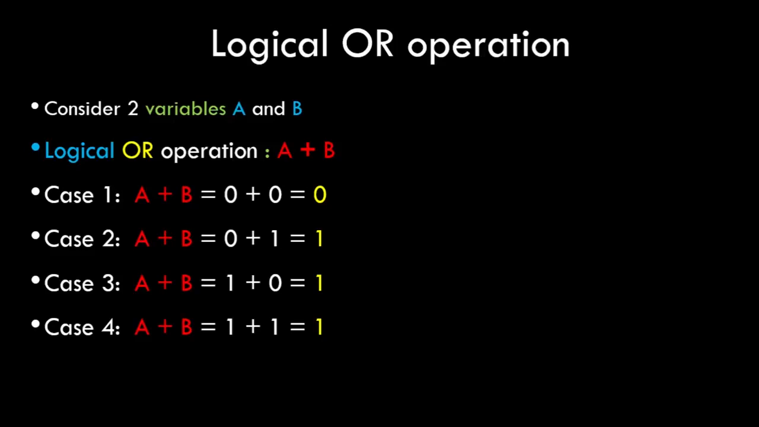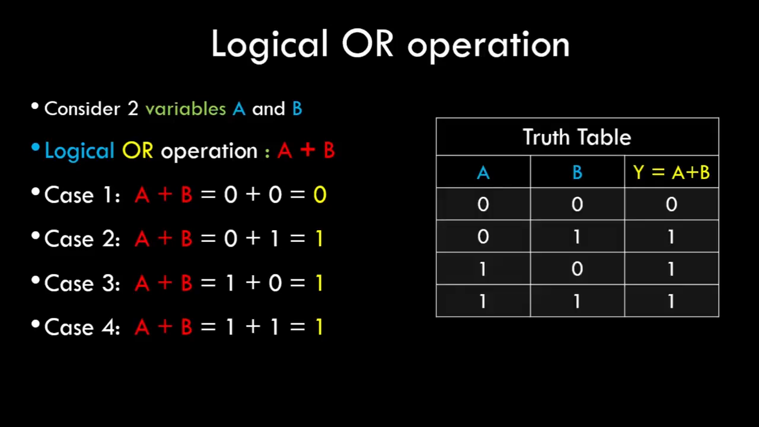Now to summarize all these cases, we have a truth table. A truth table is a table which has all the possible inputs of the variables and its corresponding outputs. So as you can see, the first two columns are the variables A and B with their different values, and the third column Y, which is the output, or the right hand side, which is the operation A or B. So we'll be using these truth table values and we'll be drawing these truth tables in our further tutorials as well when we solve some numericals.